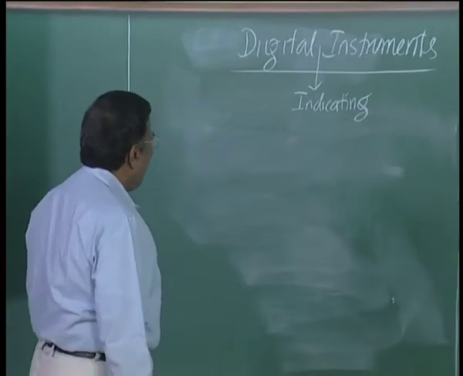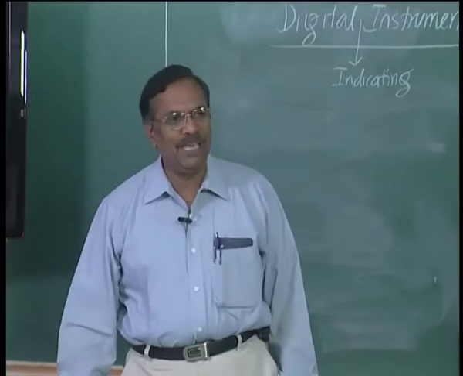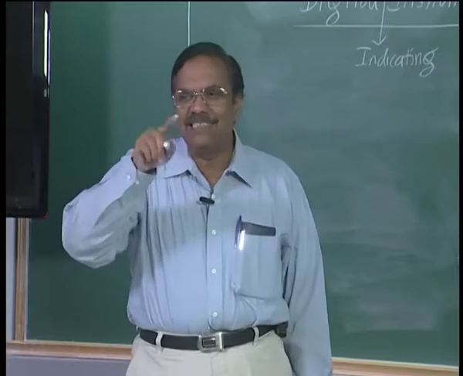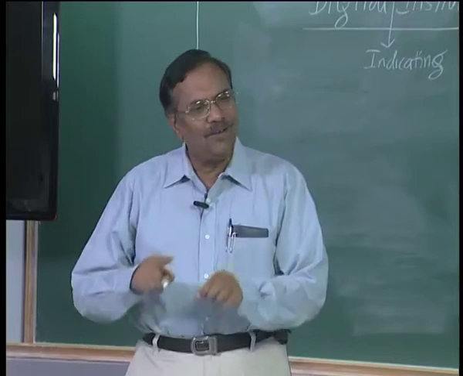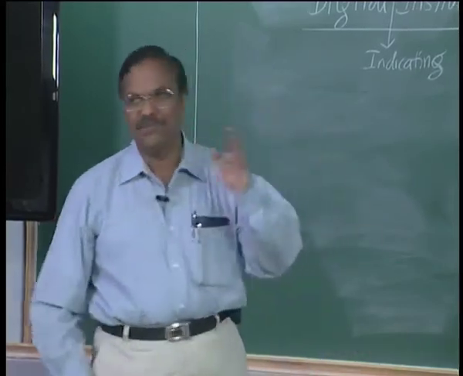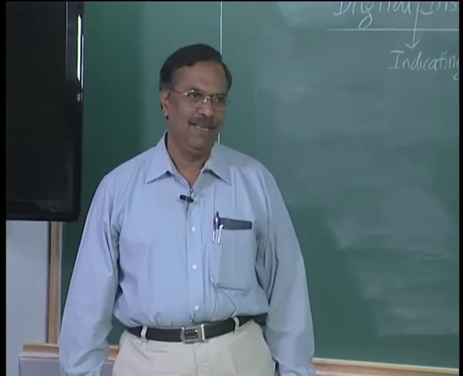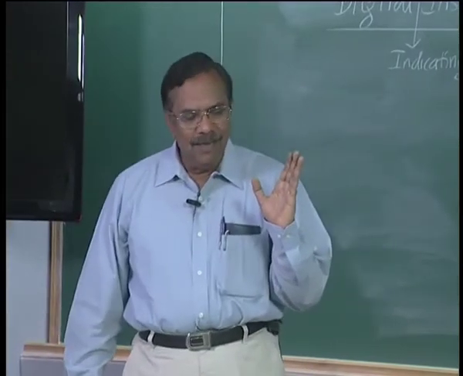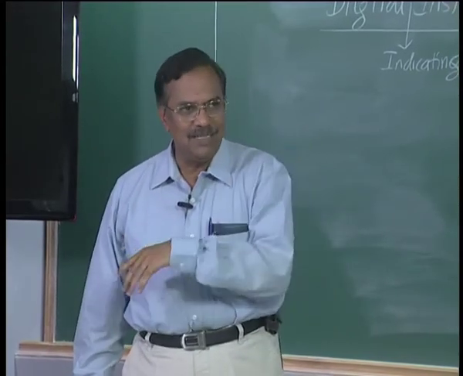So when I say indicating instrument, in the analog indicating instrument we saw in most cases a pointer continuously moving on a scale, and the scale itself is marked in certain divisions. It could be 100 divisions or 150 divisions, and from the marked values and the position of the pointer, we make a reading. The pointer can be anywhere on the scale. It is a continuous movement.